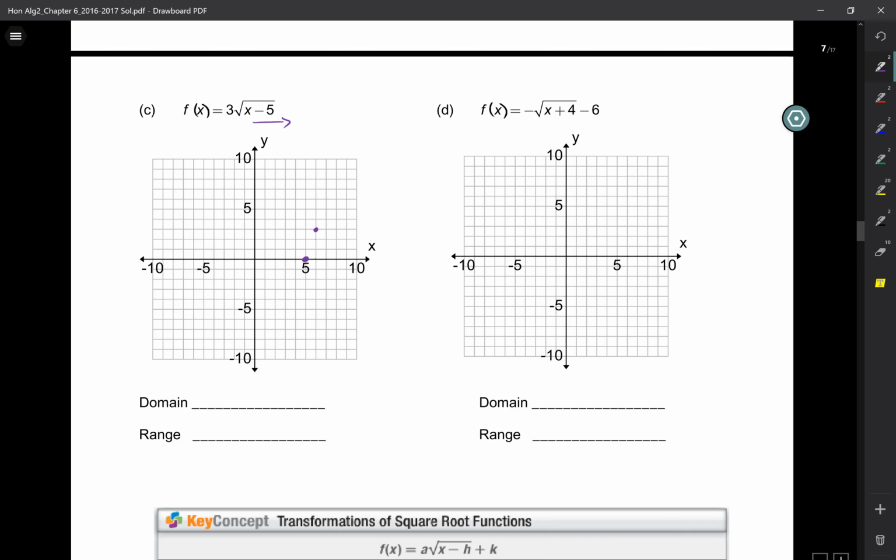So 1, 2, 3, 4. At 9, we're gonna be up at 6. So you see how much wider? Okay, it goes that way.